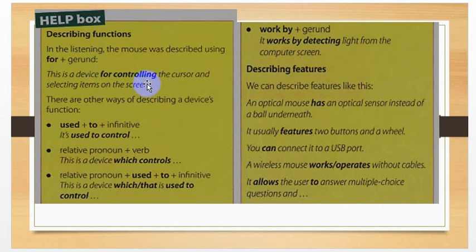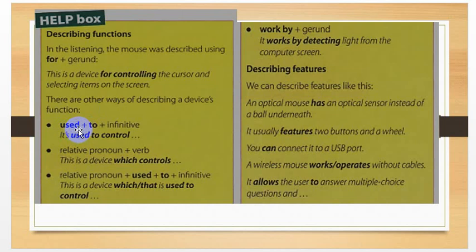A gerund is used as a noun form of a verb. This is a device for controlling the cursor and selecting items on the screen. I think you understand, the ing form of the verb is called what? Gerund. There are other ways of describing a device.